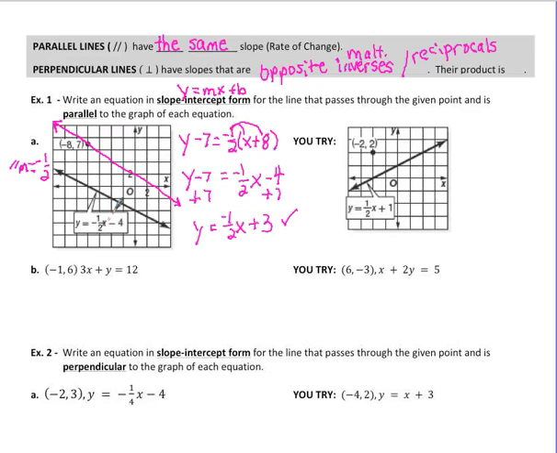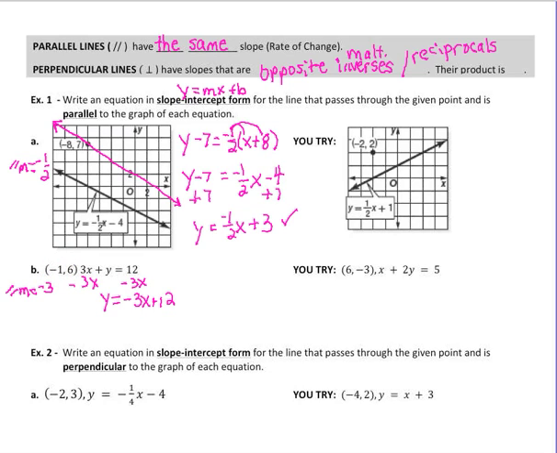On B, I'm not given a picture of the line, but I'm given similar information. I'm given a line and then a point. The only thing I have to do here is put it in slope-intercept form so I know the slope. So I'm going to subtract 3x from both sides. And I get y equals -3x plus 12. And my slope then is -3, so my parallel slope equals -3.